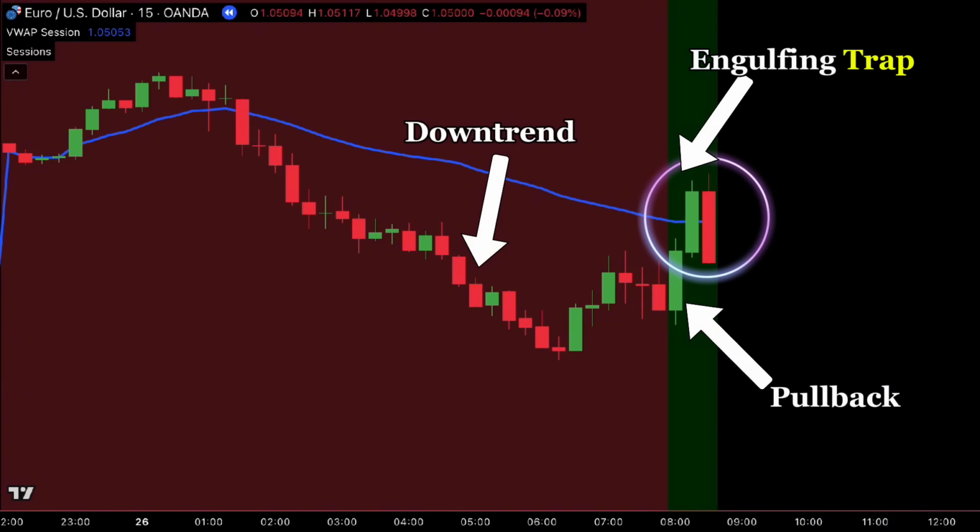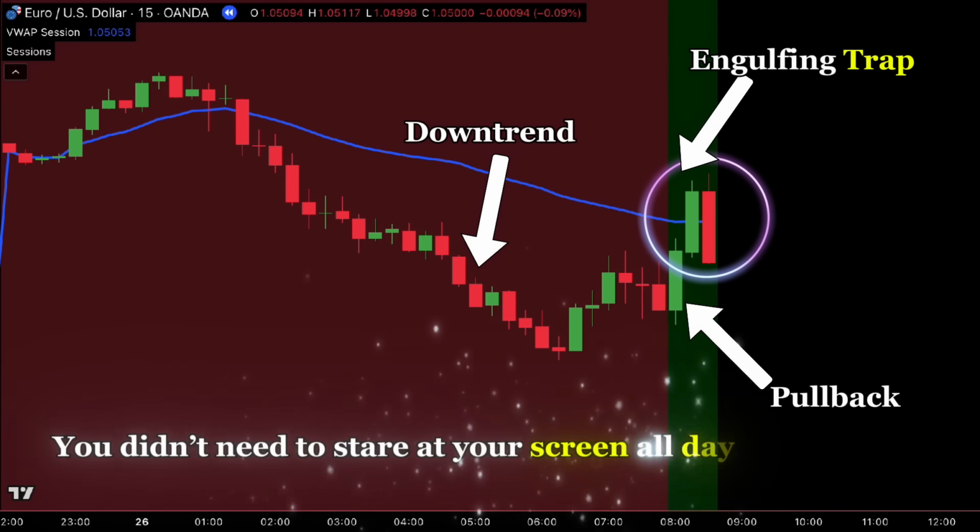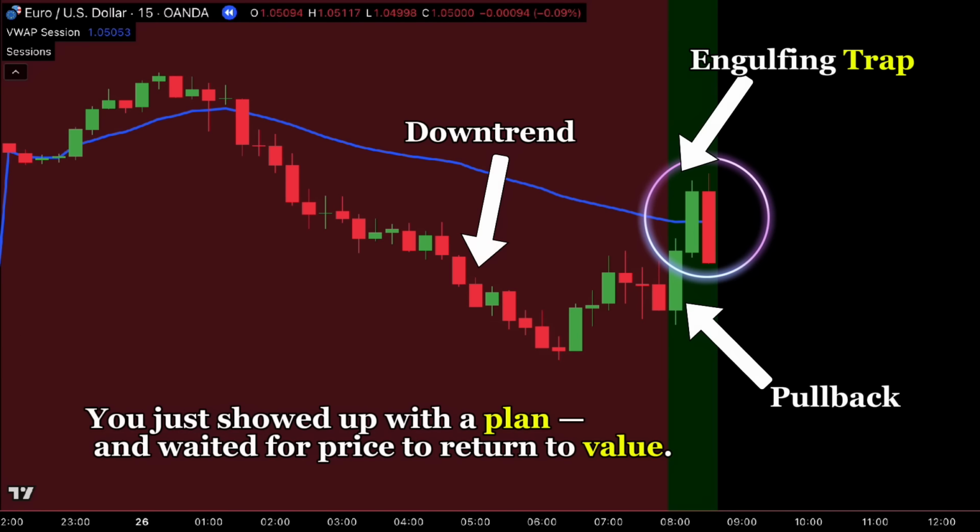And look at the timing. This opportunity appeared just 45 minutes after the London Open. You didn't need to stare at your screen all day. You just showed up with a plan and waited for price to return to value.